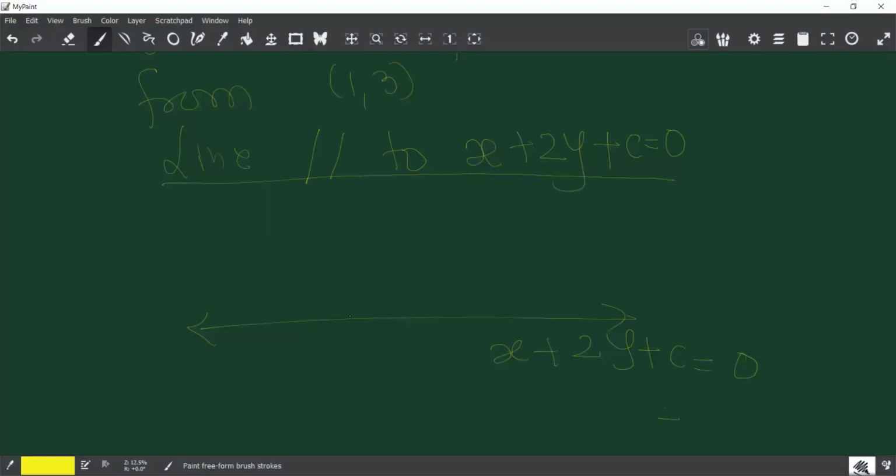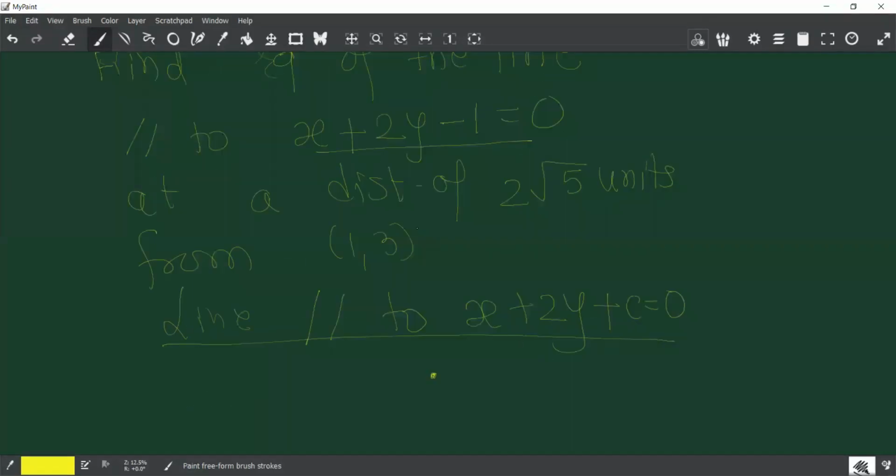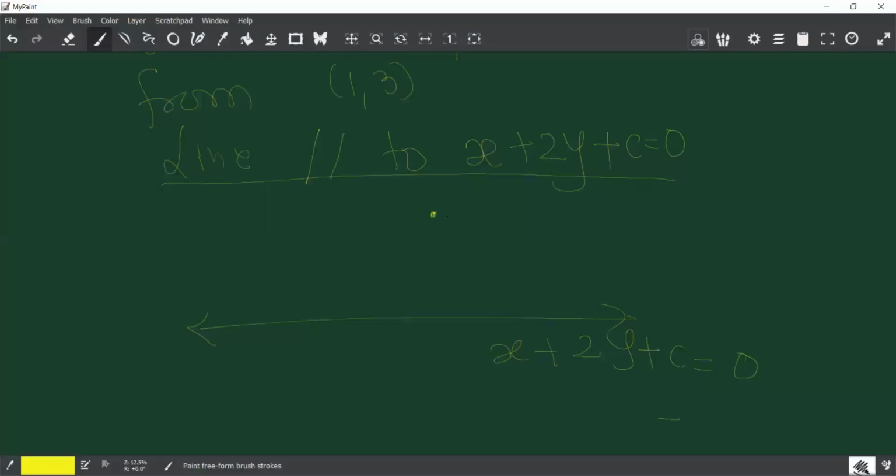Now this line is at what distance, tell me? It is at a distance of 2√5 from the line. This point is (1, 3), and this distance is 2√5 units. You have to get the equation of this line. Means in short, we have to get the value or values of c. Chalo, try.